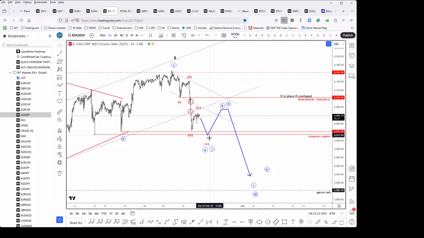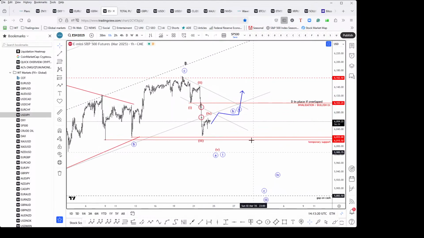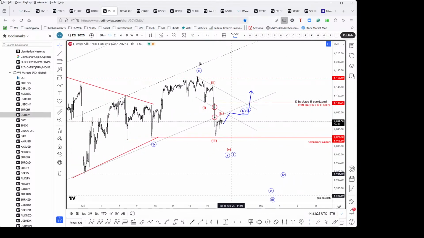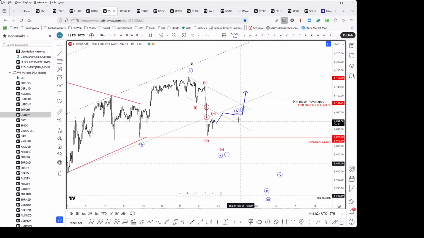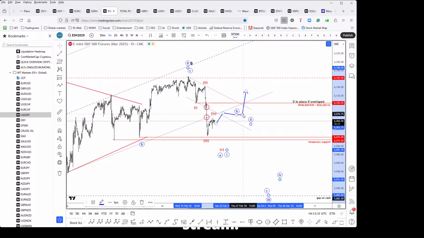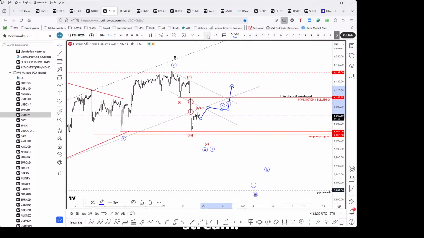If I'm wrong and the market, let's say, will just move straight to the upside today and make this overlap with 6,100, then I think that bulls will be back earlier, but I still think there will be some kind of a triangle, just a tighter one. So that's for the S&P 500.